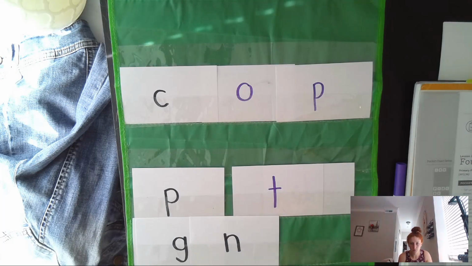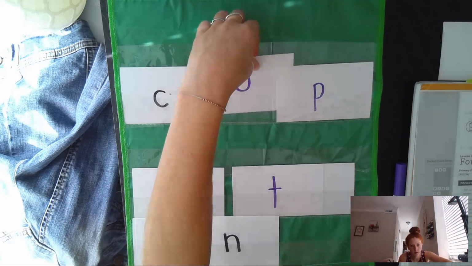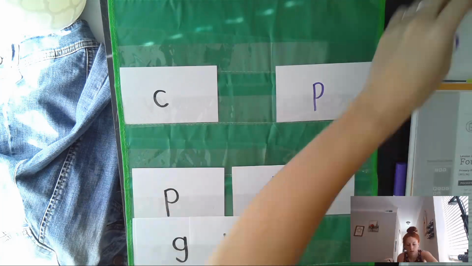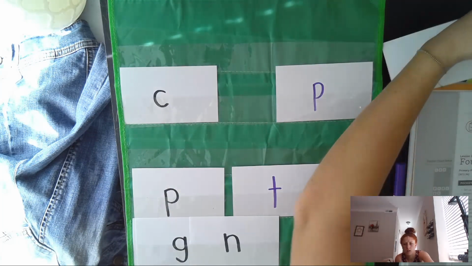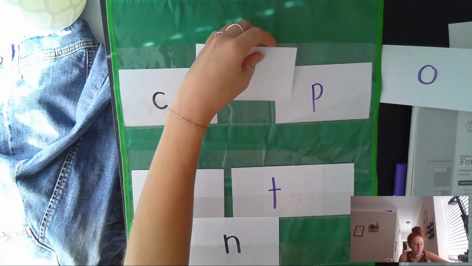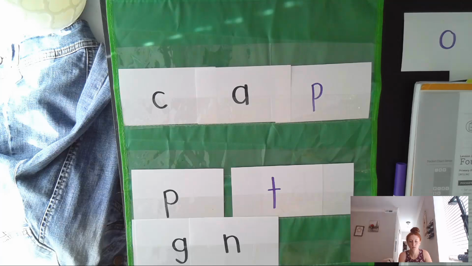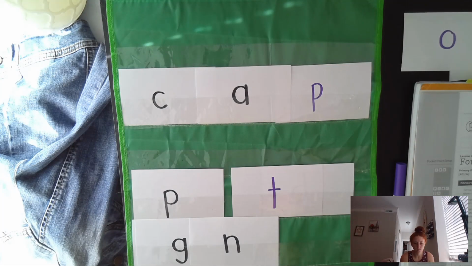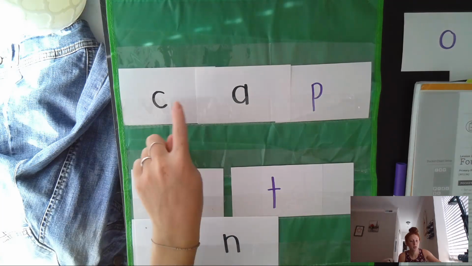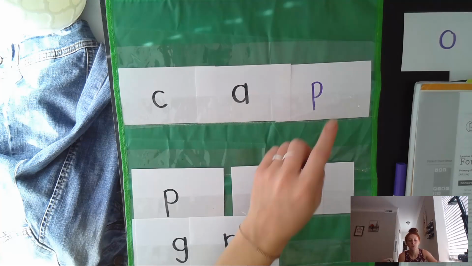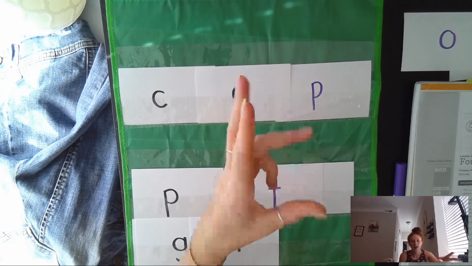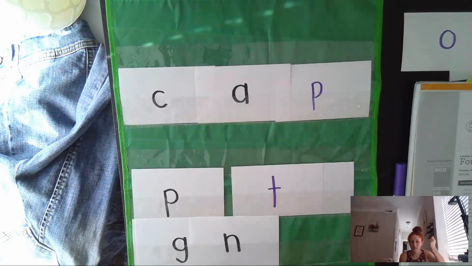All right. So I took the o away and I put a in its place. What do we have? K, a, p. Cap. Like a baseball cap. Okay.